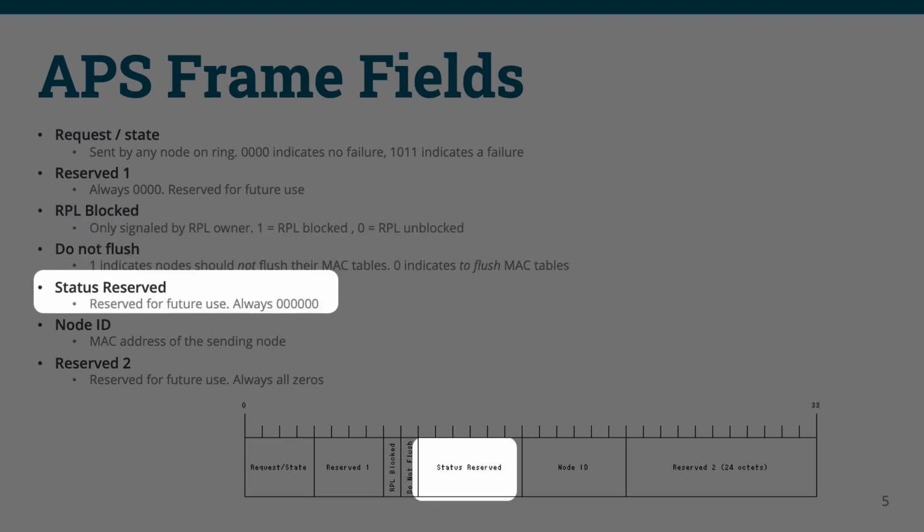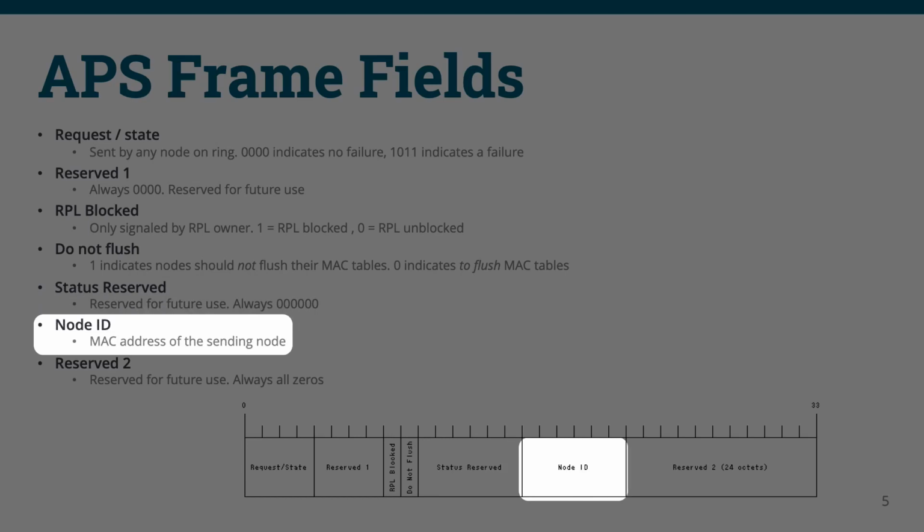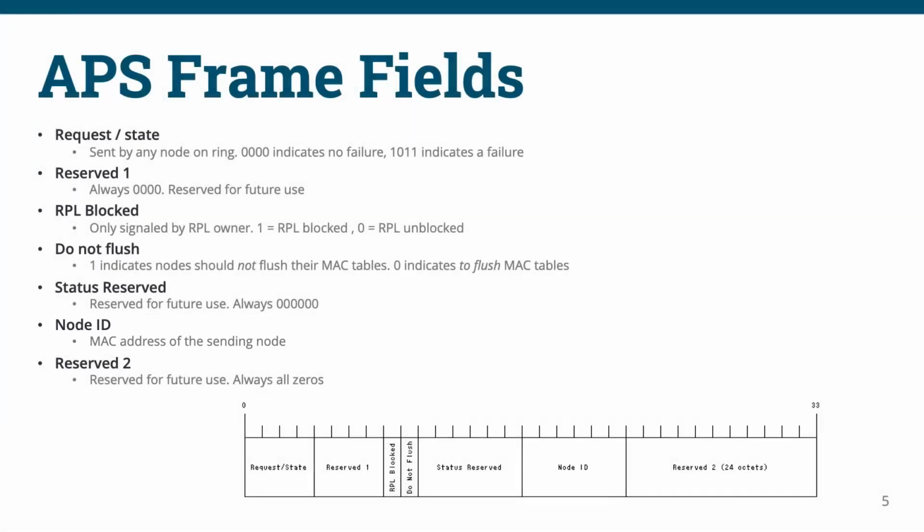The next field, status reserved, is a reserved field and set to all zeros. The last used field is the node ID field, which contains the MAC address of the node which is originating the RAPS message, since all nodes participating in ERPS can send RAPS messages. The last field is also reserved and always set to all zeros in practice.